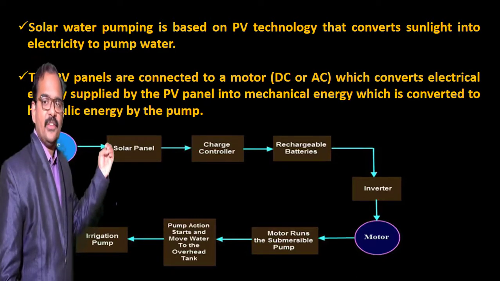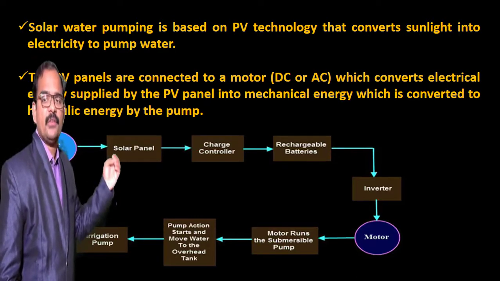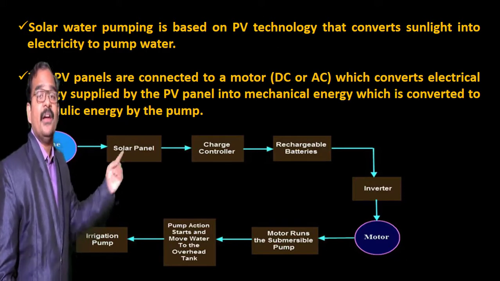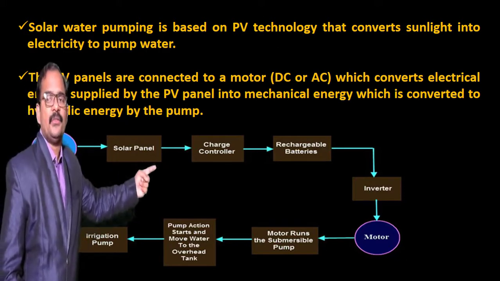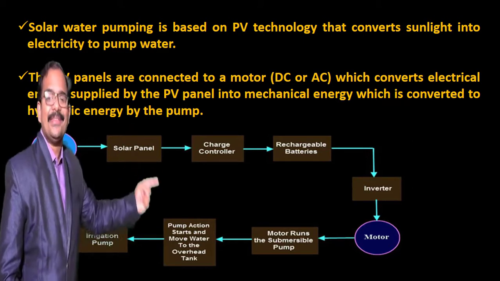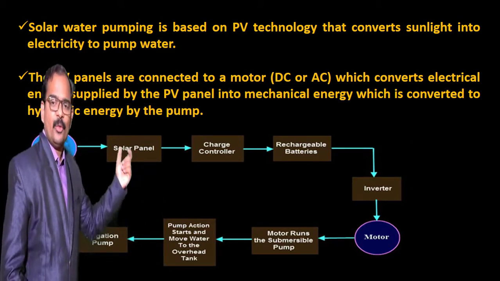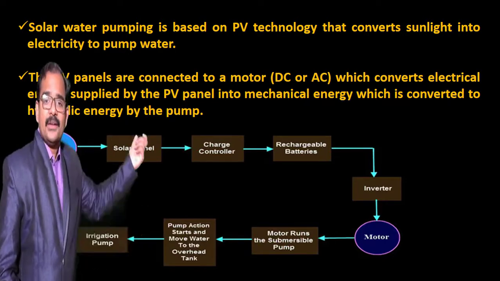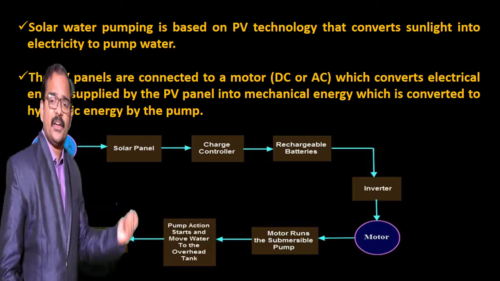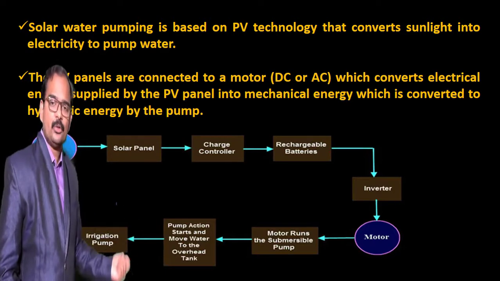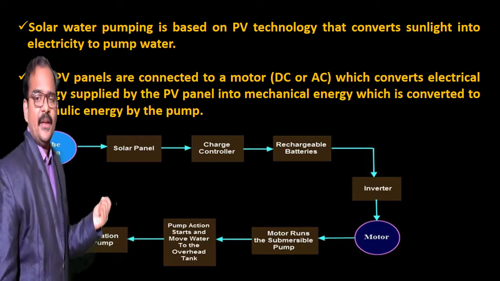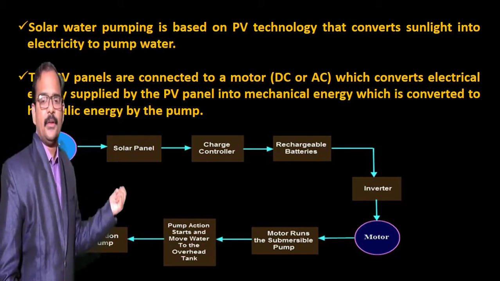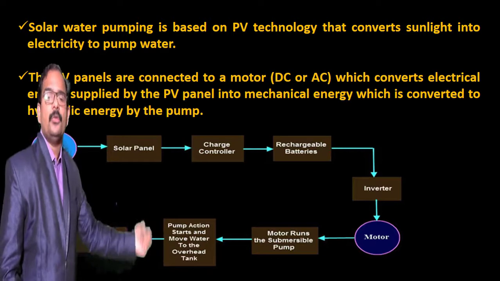It uses an AC motor or a DC motor. If the motor which is used is an AC motor, then you need to provide one more equipment called an inverter. An inverter is a device which will convert DC electricity to AC electricity. So we need to keep an inverter in between the batteries and the motor, so that the DC which is stored in the battery will be converted into AC and then supplied to the motor. On the other hand, if the motor is a DC motor, then there is no need of an inverter. We can straight away connect that battery to the motor itself.